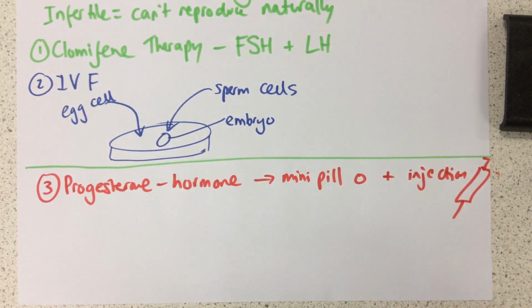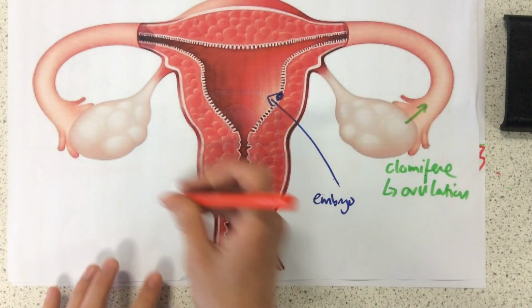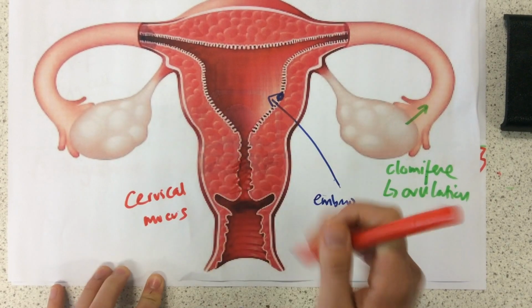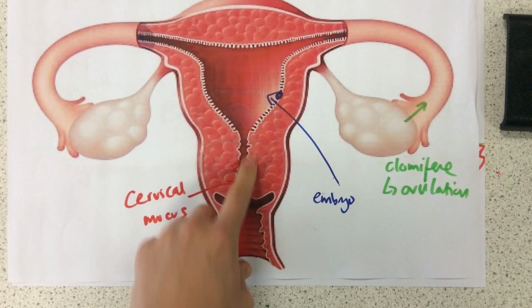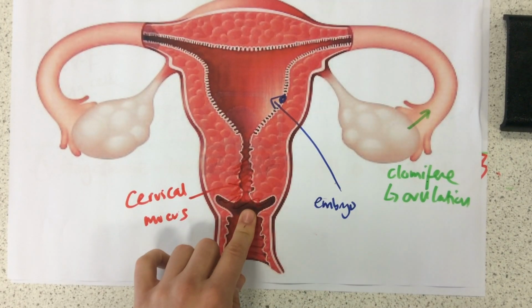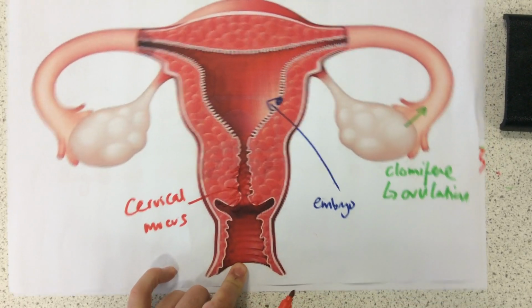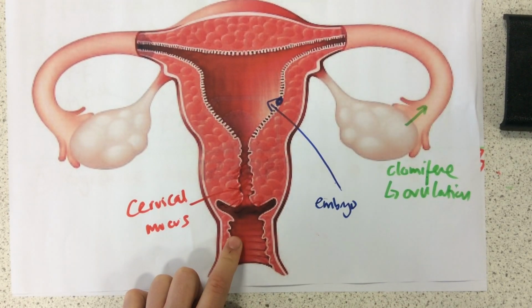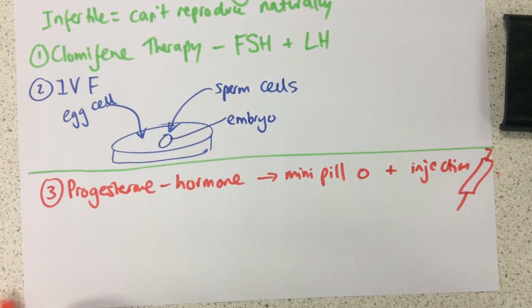So what does this actually do? What progesterone does is it causes a build-up in cervical mucus. If all of this mucus is built up around the cervix, around here, it means that sperm can't actually get through. So fertilization could not happen because the sperm will not be able to get to the oviduct to fertilize the egg cell. Now that's one hormonal method.